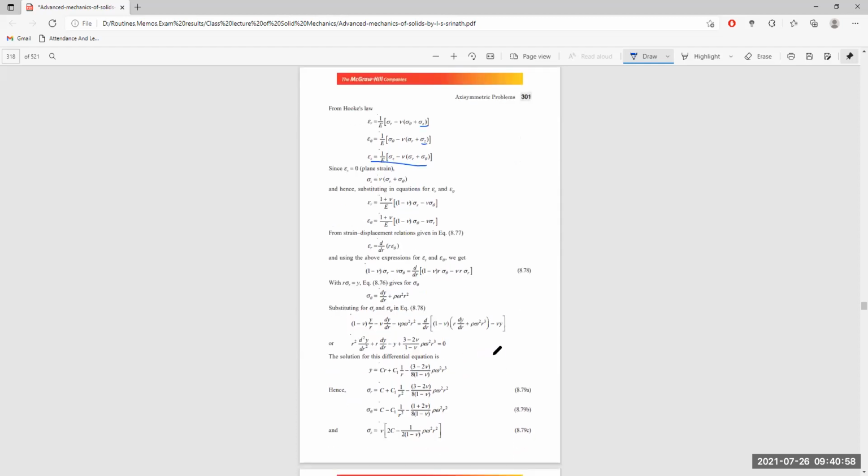The solution of this differential equation will take this particular form. Here we have this portion on the right side divided by 8, 1 by 8. The unknowns here are y, sigma r and sigma theta, with constants c1 and c2, and sigma z. The result is in terms of c1 and c2 and omega square r square.